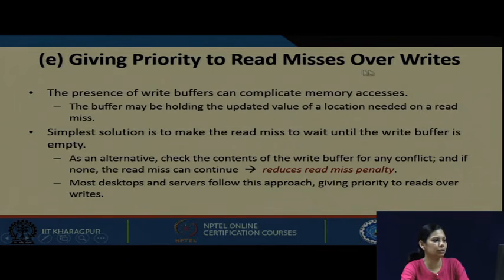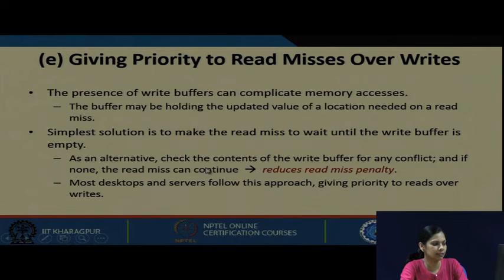Now, giving priority to read misses over writes. This is also something important, because we know that reads are more frequent. The presence of write buffers can complicate the memory accesses. The buffers may be holding the updated value of the location needed on a read miss. So, whenever there is a read miss, the buffer may be holding updated data. The simplest solution is to make the read miss wait until the write buffer is empty. So, it has to wait until the write buffer becomes empty.